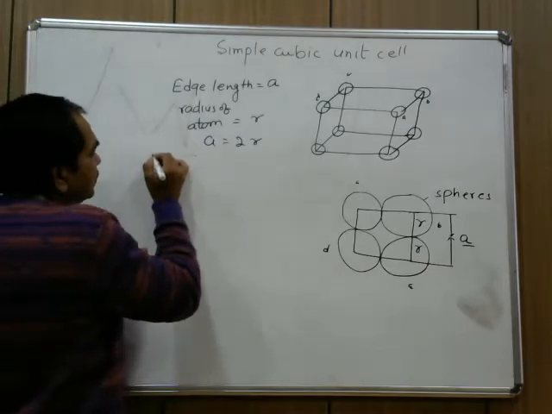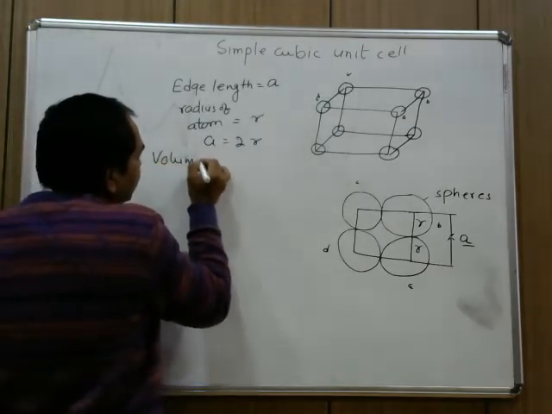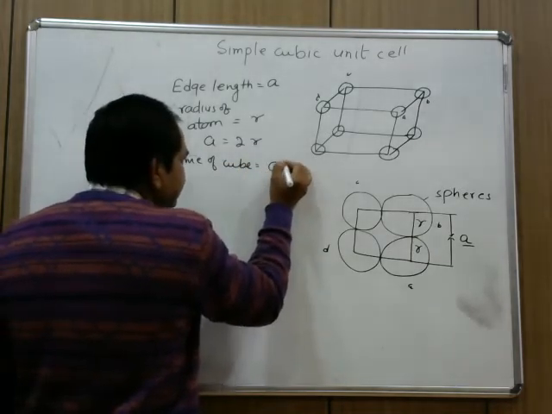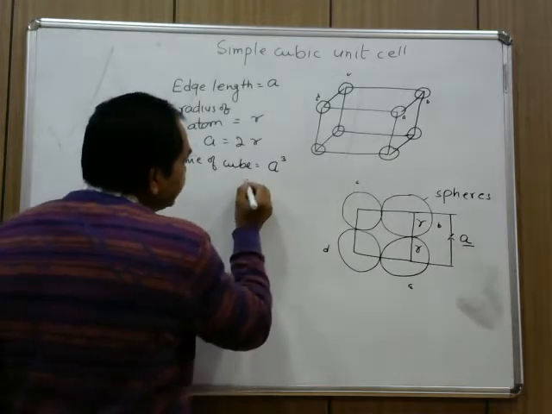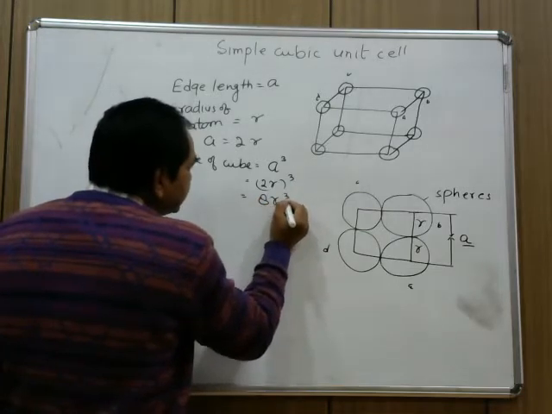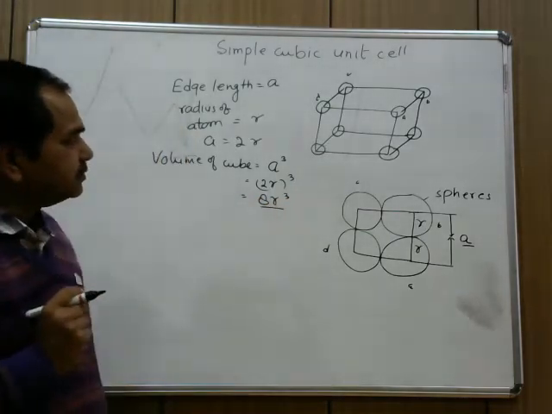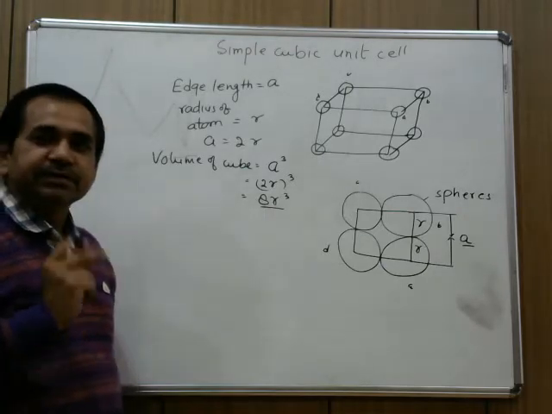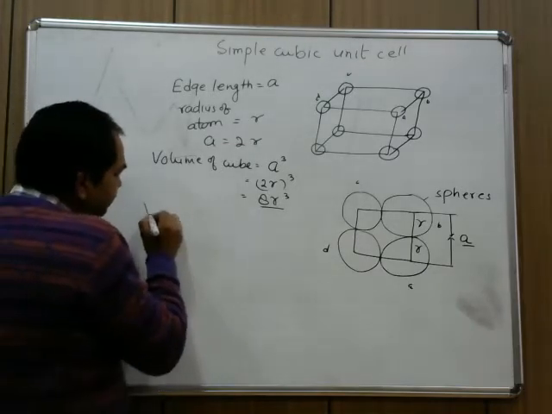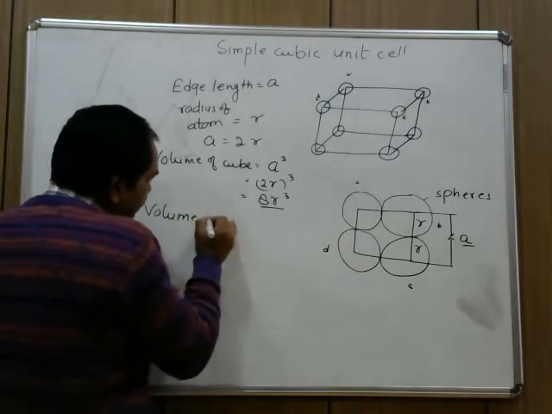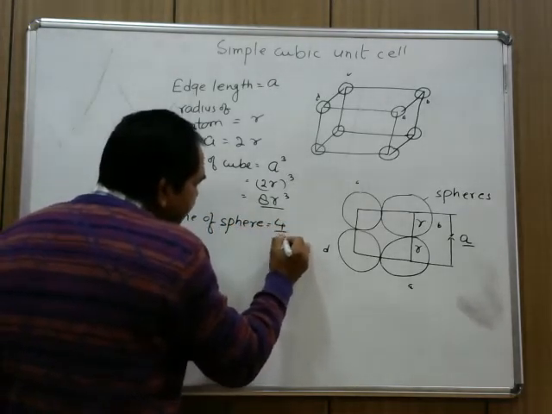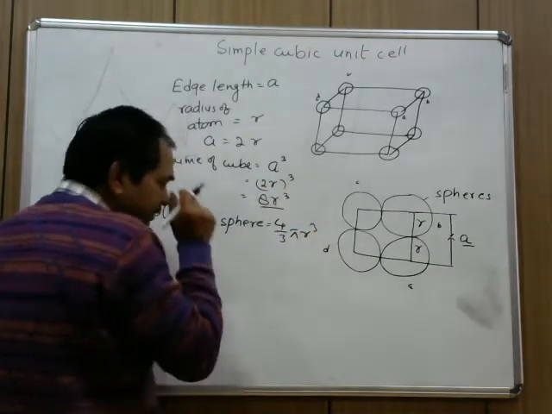Now, the volume of the cube is given by a cube. So it is (2r) cube, or 8r cube. So this is the volume of the unit cell. Then what is the volume of a sphere? Volume of a sphere is given by 4 by 3 pi r cube.